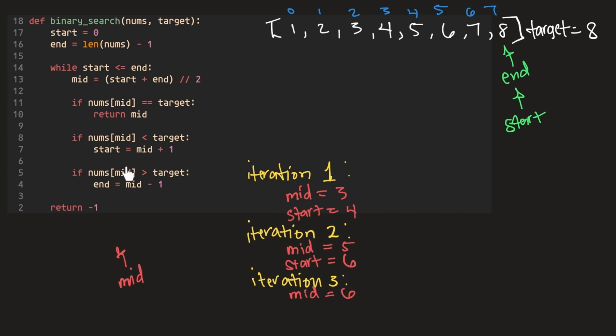And this line will not resolve to true, so another iteration of this while loop, because our start is still less than or equal to end, because currently our start and end are equal. So we do another iteration of this while loop.